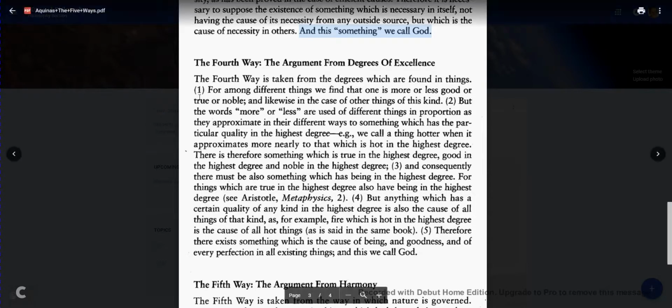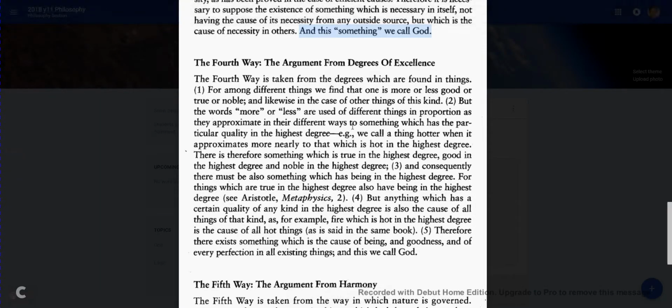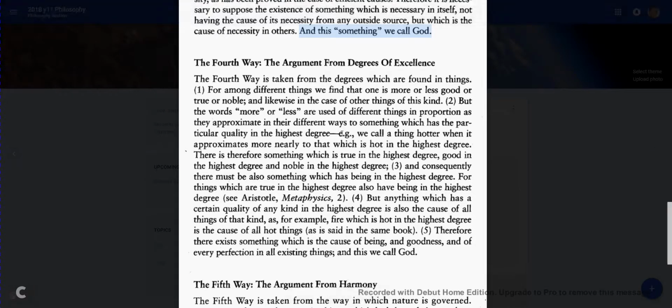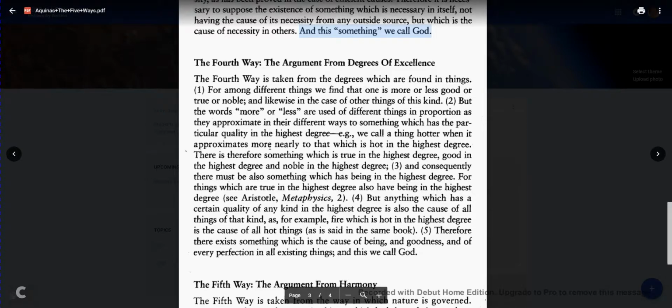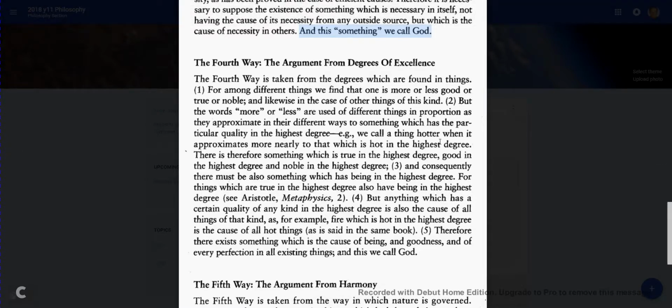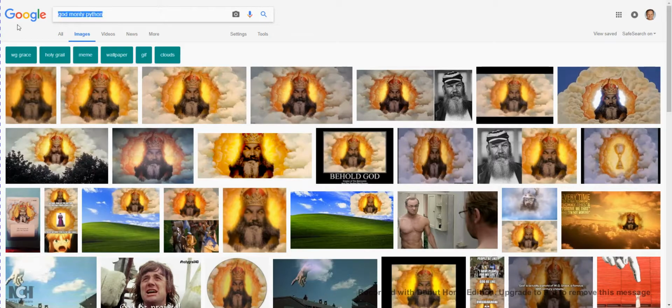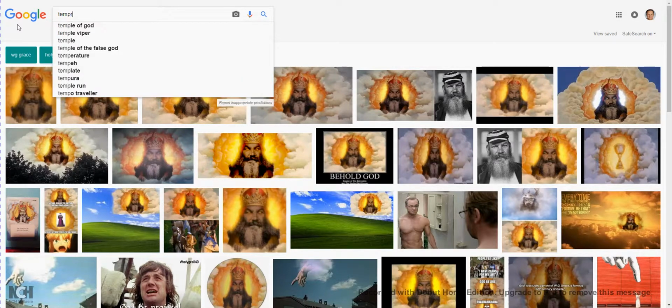Number two, but the words more or less are used of different things in proportion as they approximate in their different ways to something which has the particular quality in the highest degree. I.e., we call a thing hotter when it approximates more nearly to that which is hot in the highest degree. So the highest version of hot. Let's have a look. Let's type in temperature. All right.